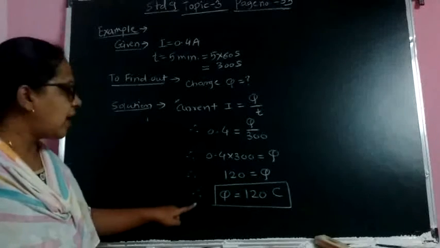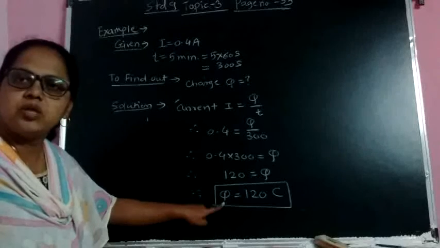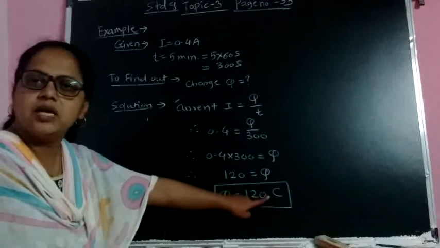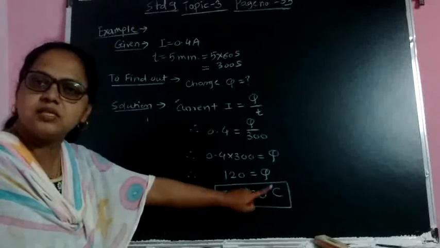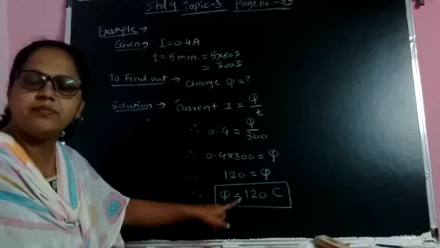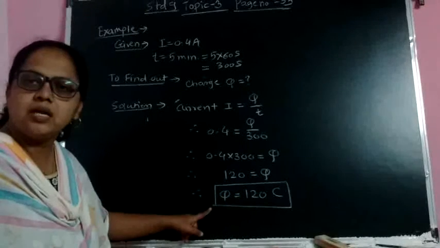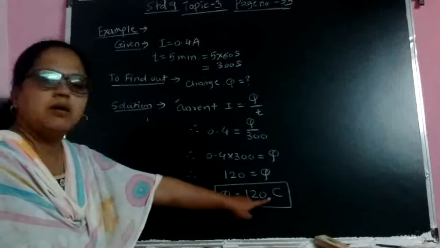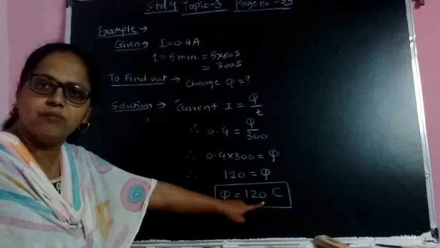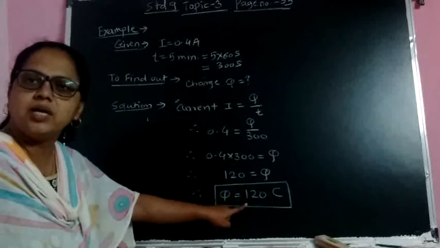Then your answer is how much charge flows. The charge flowing through the wire is equal to 120 coulomb. And coulomb is nothing but capital C. This is the unit of charge. So you have to write in the exam the unit of physical quantities. Capital Q is measured in terms of coulomb. So the charge passing through the wire is equal to 120 coulomb.